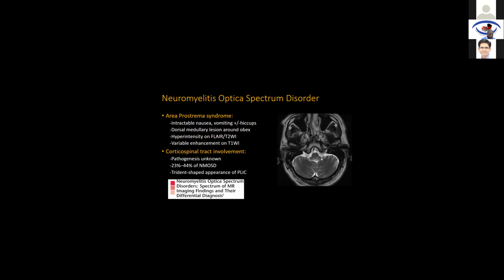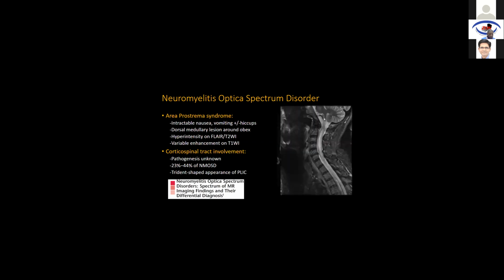You also see area postrema syndrome. So here you see involvement of the dorsal medulla. Like we talked about, patients present with intractable nausea, vomiting, and hiccups. When there is area postrema involvement, you can also see that these lesions can extend down into the cervical cord, and you get this longitudinally extensive transverse myelitis.